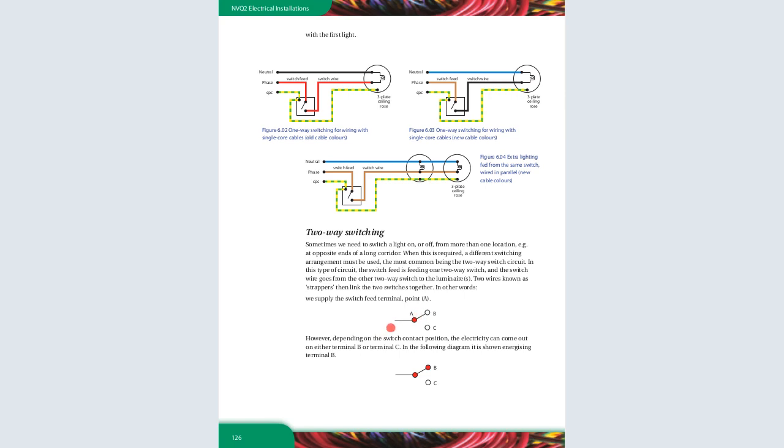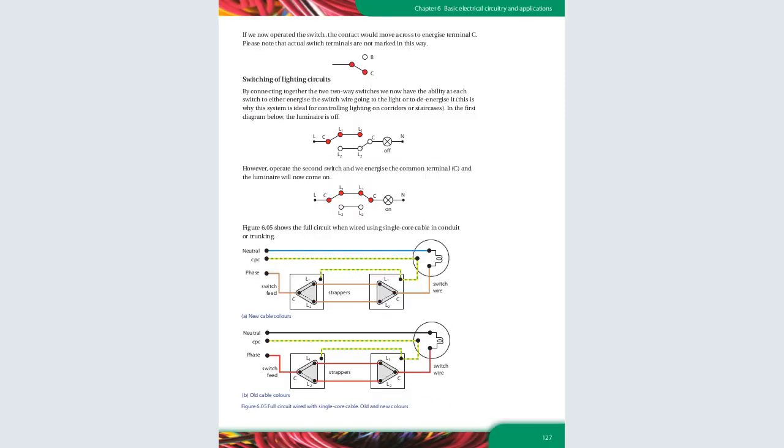So when it connects normally closed, you can see how it can either be switched on from B or C. However, depending on the switch contact position, the electricity can come out of either terminals B or C. So you can see because it's a two-way. If we now operate the switch, the contact would move across to energize the terminal C. Please note that the actual switch terminals are not marked in this way.